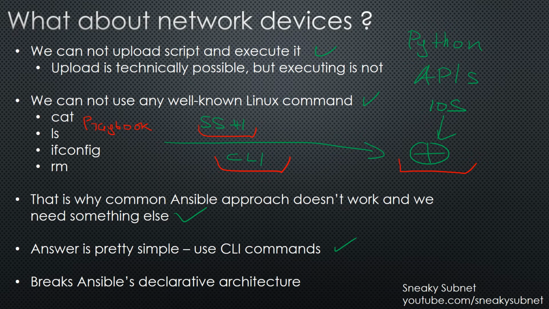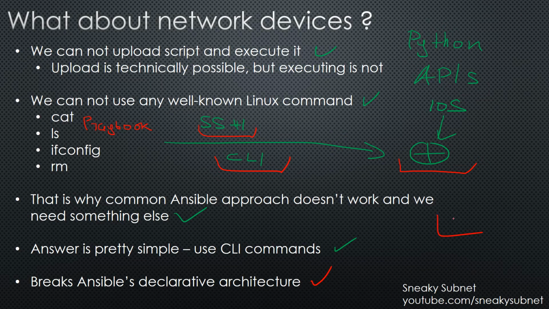But this approach has one drawback. It breaks Ansible's declarative architecture. Declarative means that you don't tell a system what exactly to do, which commands to type, which keys to use, etc. You just provide some pretty broad statement. Install Apache, for example, and Ansible will translate it to low-level commands itself. But in case with Cisco IOS, it's not the truth.